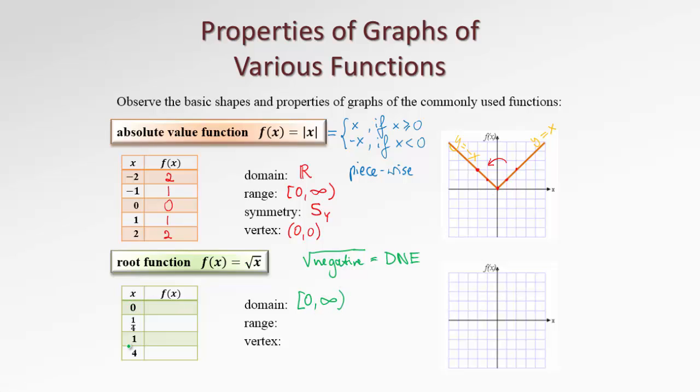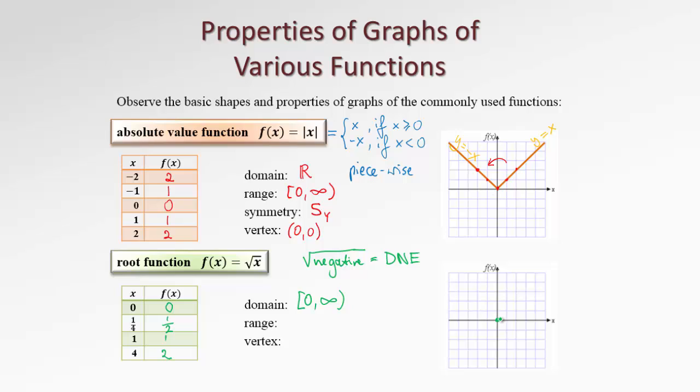Okay, let's come back to the table of values. Root of 0 is 0. Root of 1/4 is 1/2 because it's root of 1 over root of 4. Root of 1 is 1, root of 4 is 2. Okay, now we're ready to graph. Let's plot those important points. (0, 0), that's a starting point.